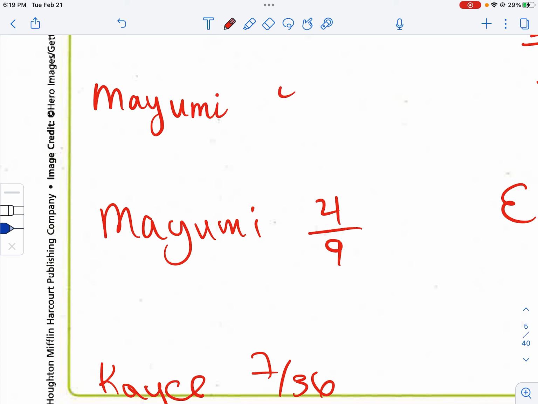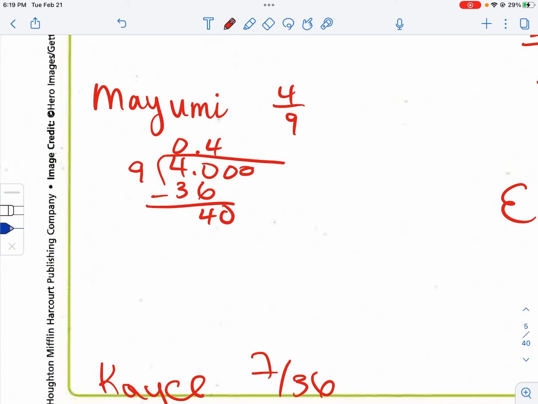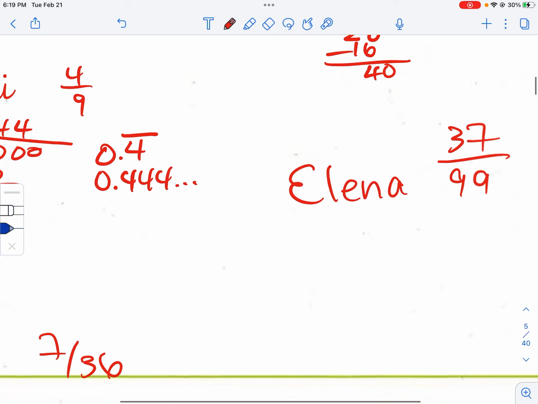So I'm actually going to put this up a little bit further. Mayumi, 4 out of 9. Erase that so that we'd have a little bit more room for Casey down below. 4 divided by 9. 9 goes into 4 no. 9 goes into 40 4 times. That would be 36. 4. Oh, look at that. Look what's going to happen. It's going to keep on repeating. So 0.4 repeating. It goes on forever and ever. Or 0.444, ellipses.